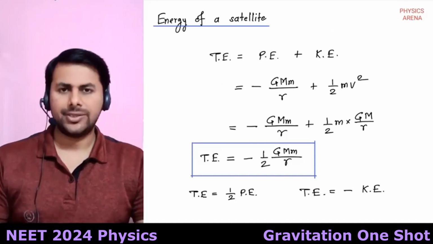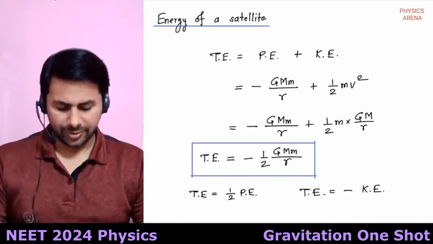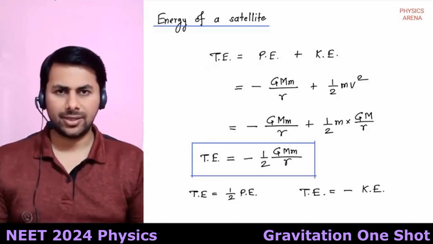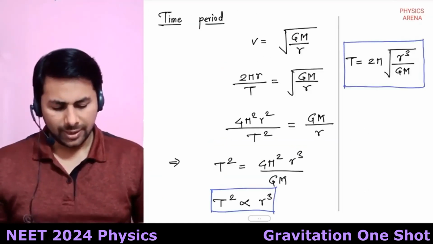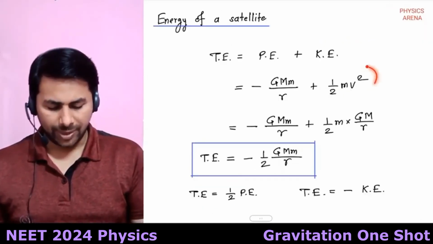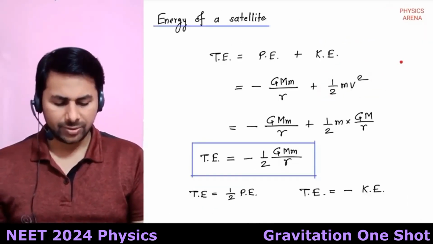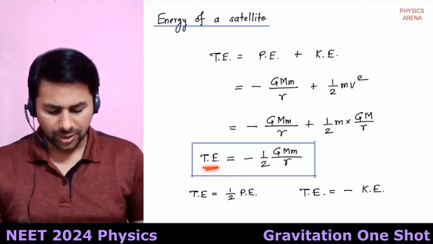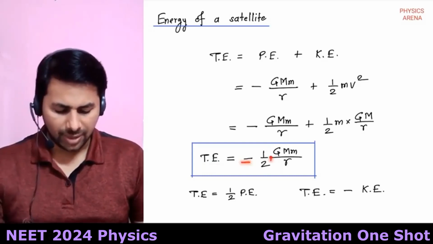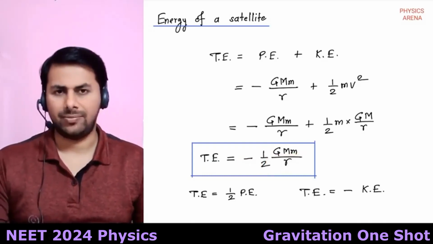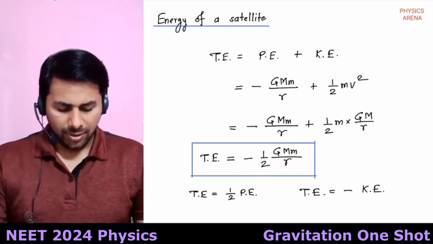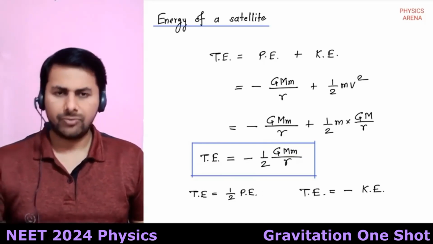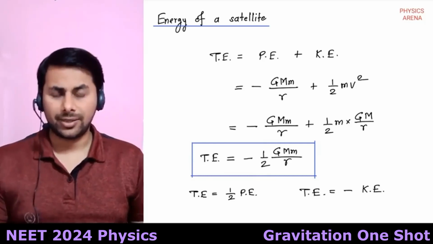Now let's come to energy of a satellite. What will be the total energy? Potential energy plus kinetic energy. Kinetic energy will be equal to half of mv squared, where v is equal to root of GM upon r. You put that, so you get total energy is equal to minus half of GMm upon r.